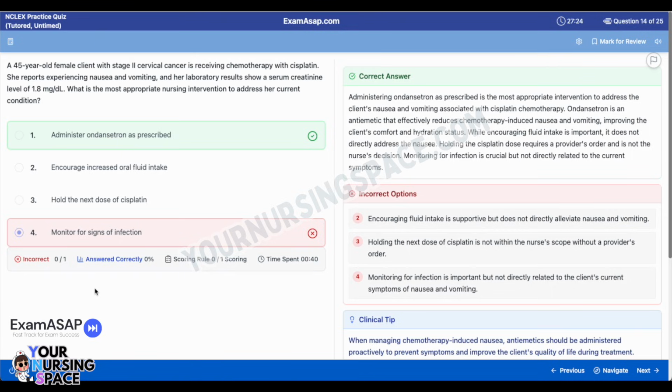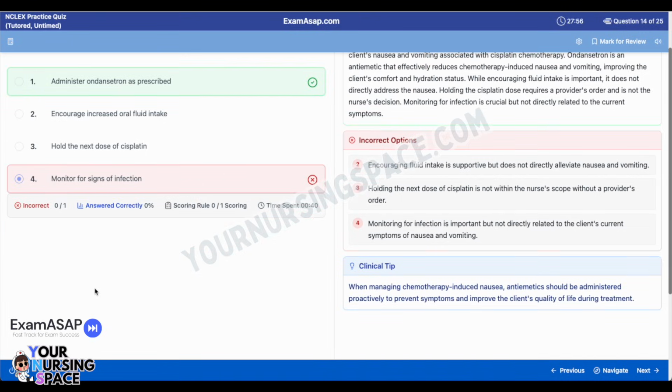Holding the cisplatin dose requires a provider's order and is not the nurse's decision. Monitoring for infection is crucial, but not directly related to the current symptoms. Distractor rationales. B. Encouraging fluid intake is supportive, but does not directly alleviate nausea and vomiting. C. Holding the next dose of cisplatin is not within the nurse's scope without a provider's order. D. Monitoring for infection is important, but not directly related to the client's current symptoms of nausea and vomiting.